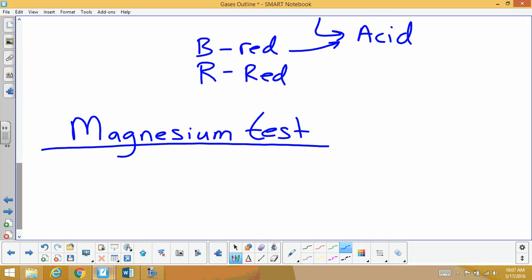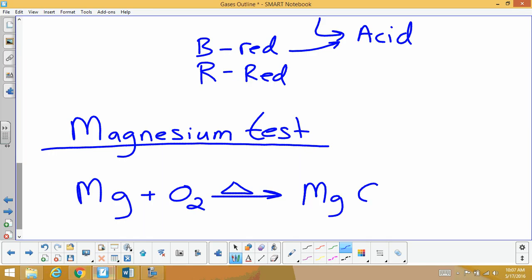So we have this magnesium. It's a solid. We actually combined it with oxygen using heat. We use the delta sign again. So magnesium plus oxygen. So we've got an active metal, and we've got a gas.